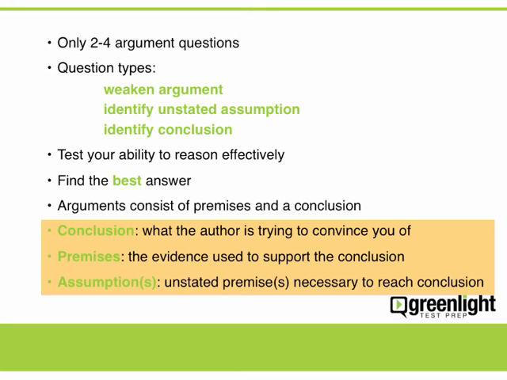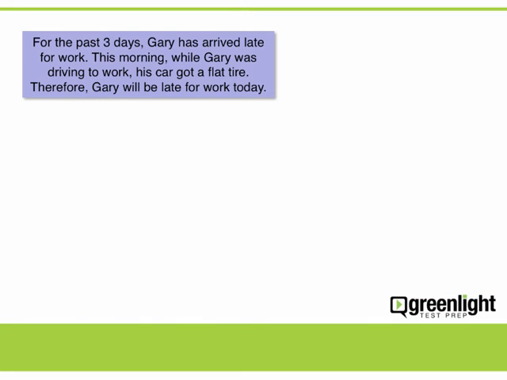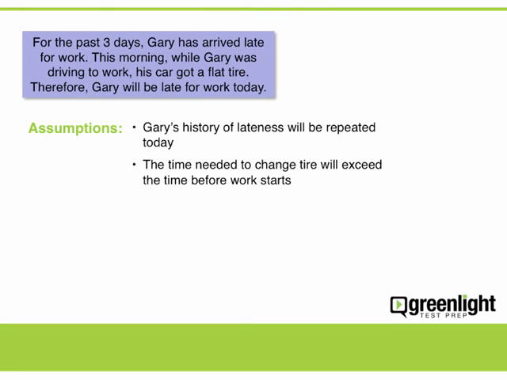For example, in the argument about Gary, what sort of unstated assumptions are required for us to reach the conclusion that Gary will be late today? Well, we need to assume that Gary's previous record of lateness will be repeated today. We also need to assume that if Gary must fix his flat tire, the time it will take him to do so will exceed the amount of time before work starts. And we also need to assume that Gary has no other means by which to get to work on time. There are other unstated assumptions here, but you get the idea.